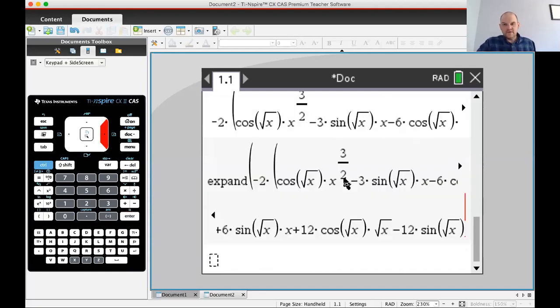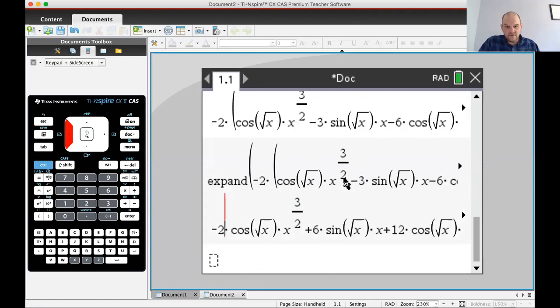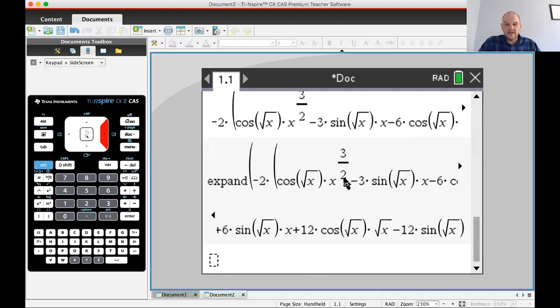All right, let's see. What do we got here? We have a, how are you sorting this? I have no idea. -2 x to the 3/2 cosine of radical x plus 6 x sine inverse of x plus 12 x to the 1/2 cosine of x to the 1/2 minus 12 sine of x to the 1/2 plus c. Woo! We got it. All right, so let's go back.